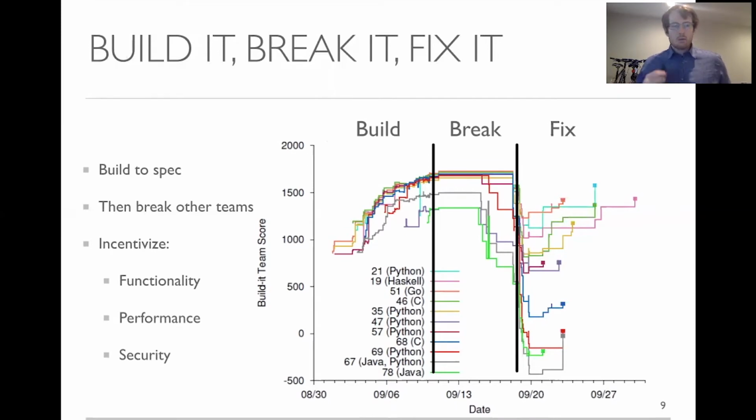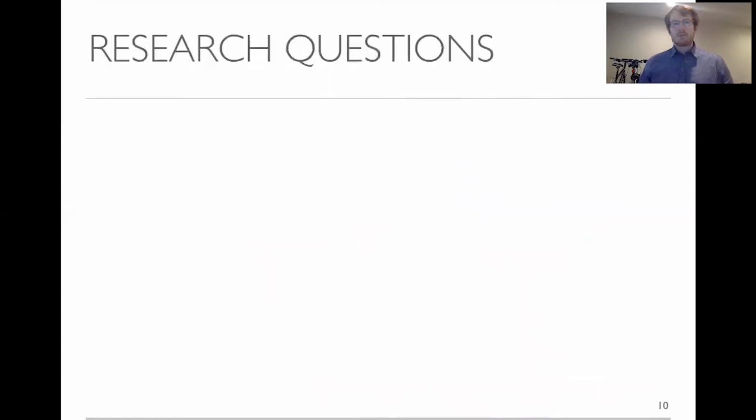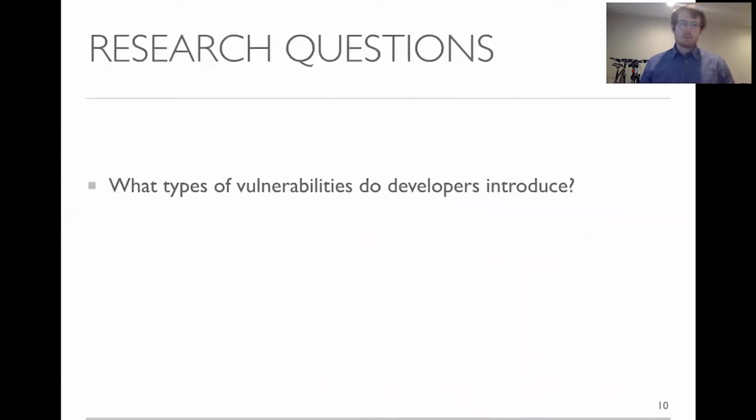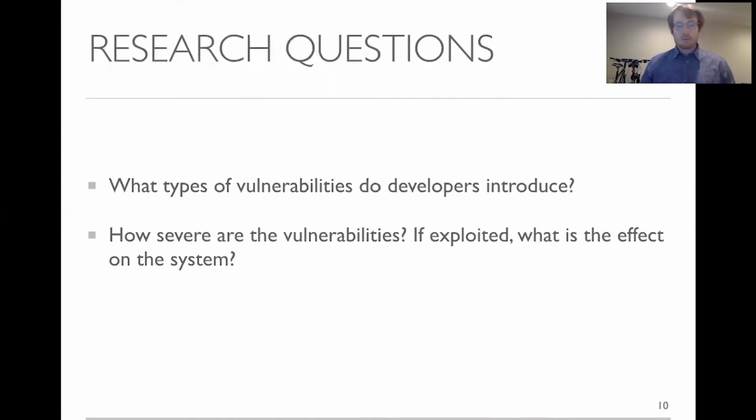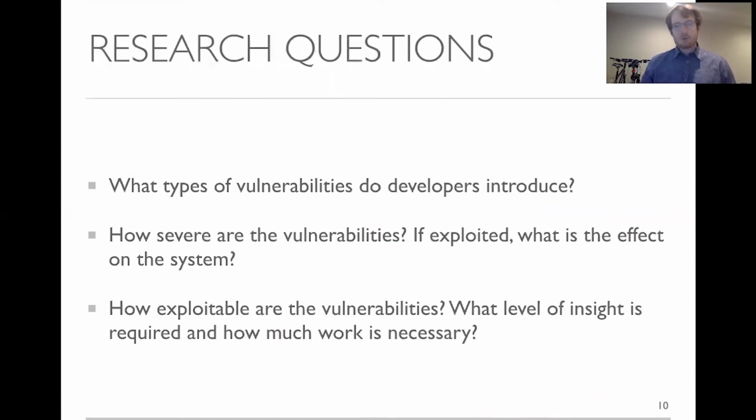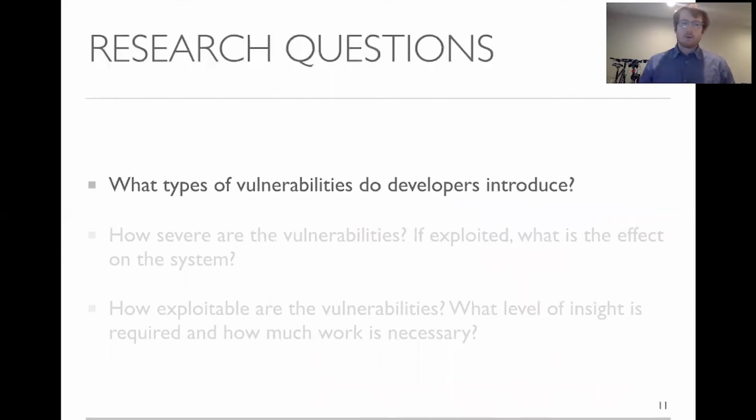So we've run this over 4 years, over 3 different problem sets: secure file storage, network communication, and an access control problem. And so we wanted to look at this and see, well, what were the types of vulnerabilities that developers actually introduced here? We also looked at how severe the vulnerabilities were and how exploitable they were. But for brevity, I'm only going to talk about the types of vulnerabilities introduced in this talk.